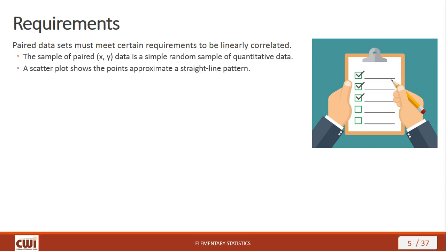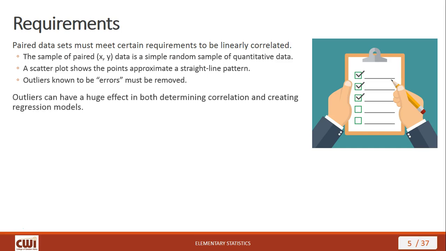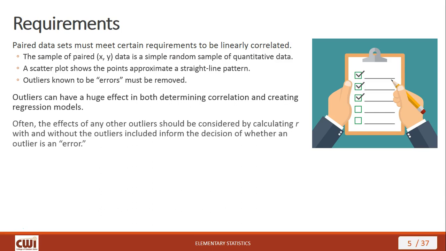We also need to see a scatter plot of the data showing the points approximate a straight line pattern. This is easy enough to do, but when you make a scatter plot, you need to be looking for outliers, and any outliers that are known to be, quote-unquote, errors must be removed. Outliers have significant influence over your linear correlation coefficient, as we'll examine a little bit later. They also have a huge effect on the regression models that come out of the correlation analysis. So we really want to make sure that the outliers are removed as much as possible.